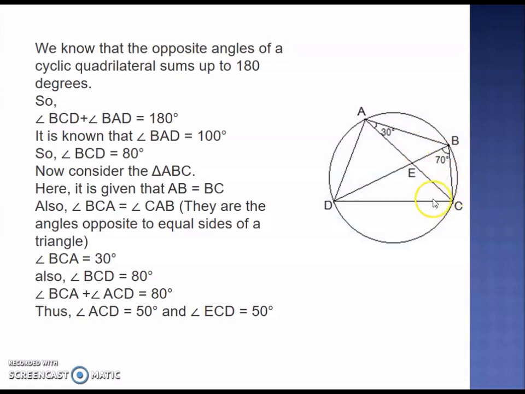Now total angle DCB was 80. This much is 30. So the remaining part, that is DCE, must be 50 degrees.